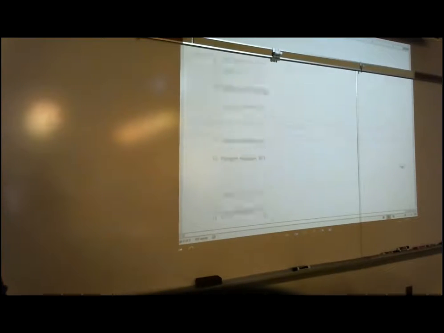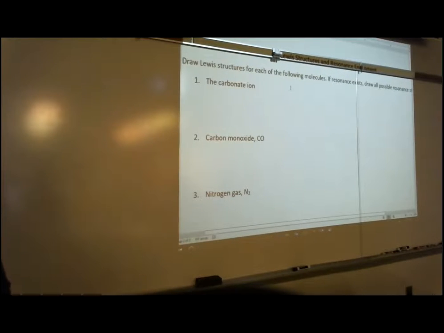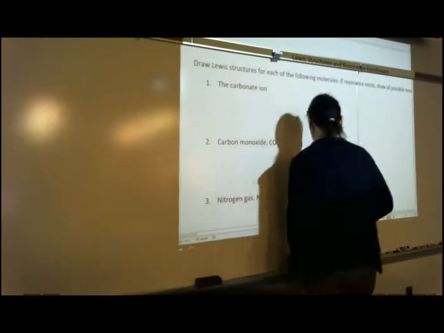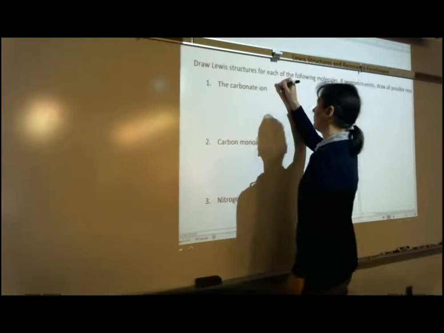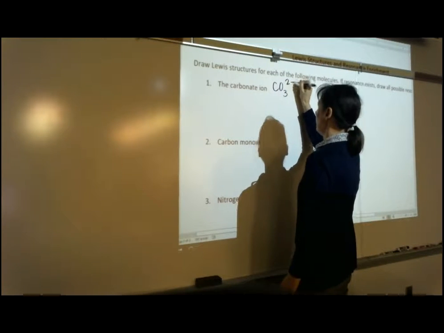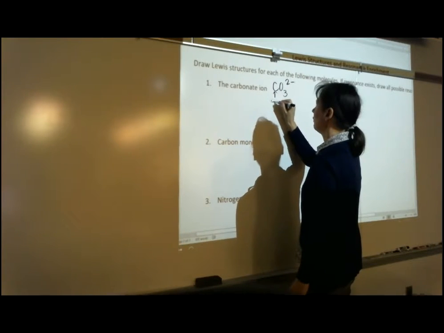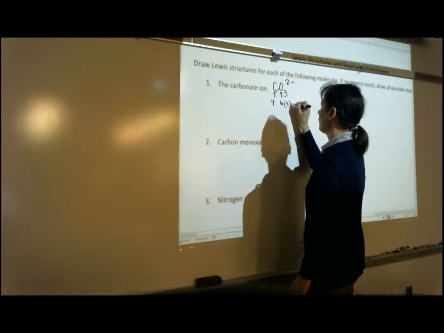All right, so we are going to now go over all of these, and hopefully this will answer any questions about this stuff that you might still find confusing. So it says, draw Lewis structures for each of these, and if resonance exists, give all possible resonance structures. So what's the formula for the carbonate ion? What is that? CO3 with what charge? 2 minus, right. So carbon has how many valence electrons? 4, and each oxygen has how many? 6, and there are 3.